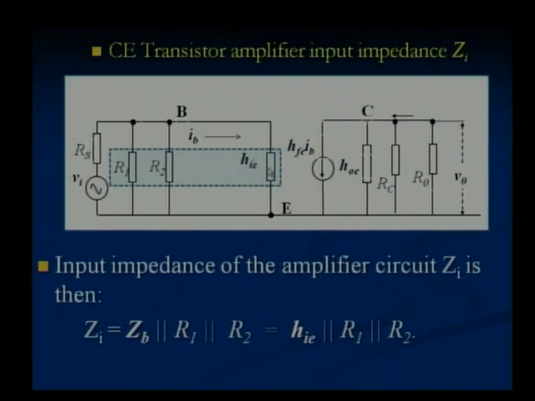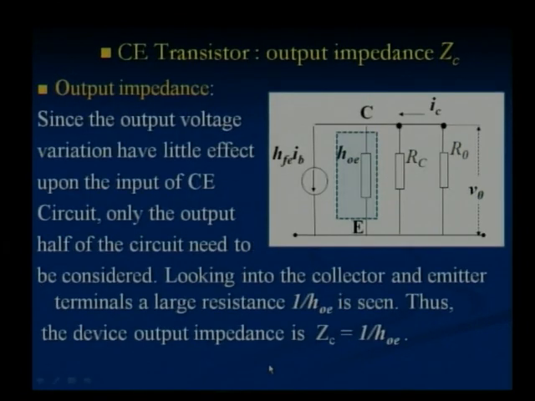Now it comes in parallel with the two resistors R1 and R2, the biasing resistors. So from this circuit, we can see that the overall input impedance Z_i of this circuit is Z_B in parallel with R1 in parallel with R2. So Z_B that we call is h_ie here. So the input impedance of this circuit is h_ie in parallel with R1 and in parallel with R2.